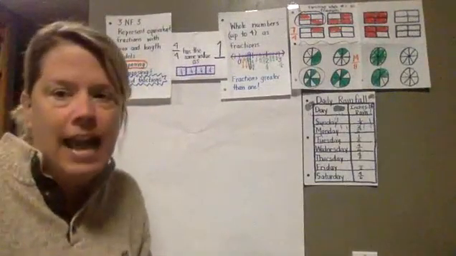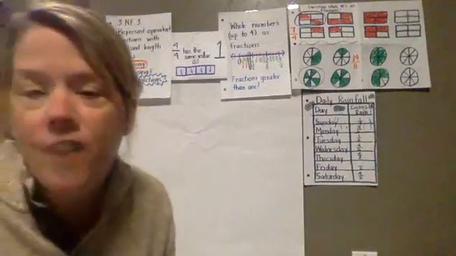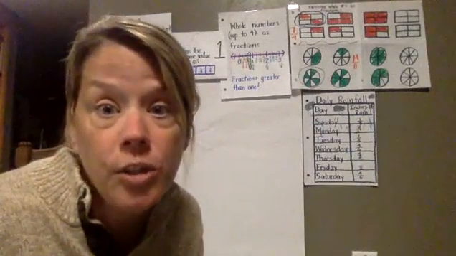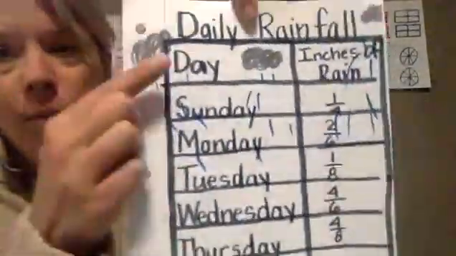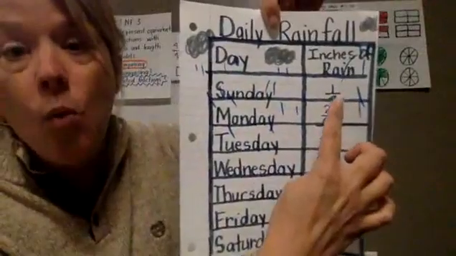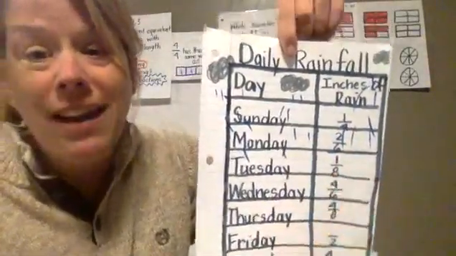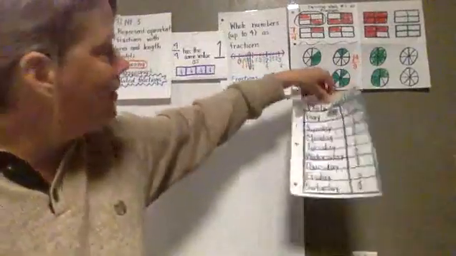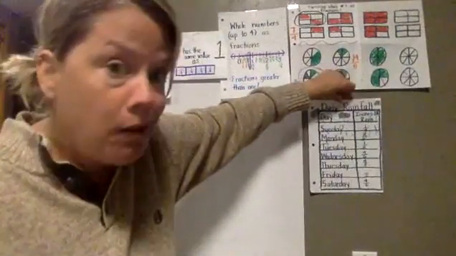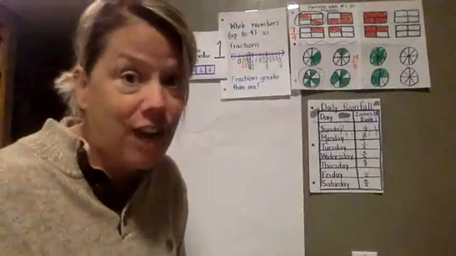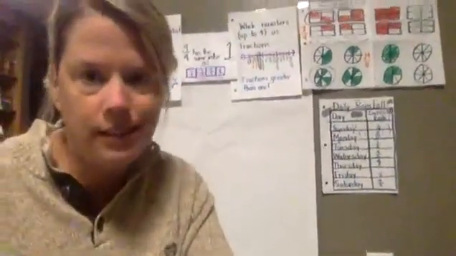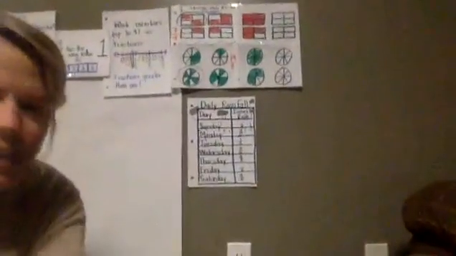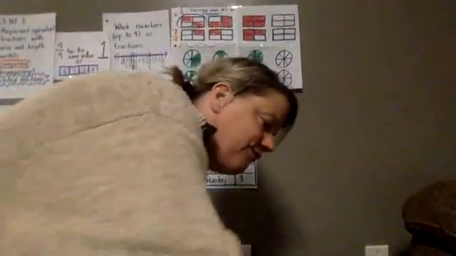Okay. So let's look. The first question asks us, did more rain fall on Sunday or Tuesday? So let's look. Sunday, we see 1/4. Tuesday, we see 1/8. You should know that's as much as Miss Street's talked about related fractions. So first, let's use our area model, and that is our fraction bars. And Miss Street has them right here.